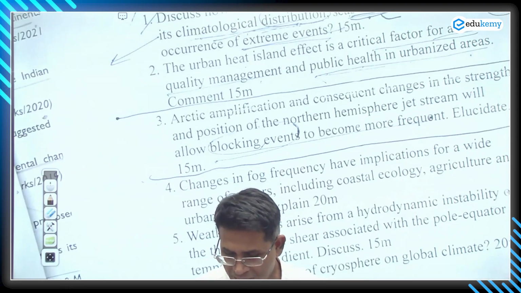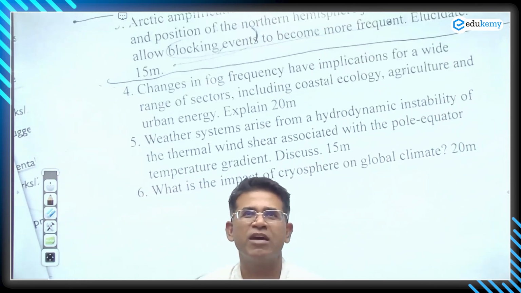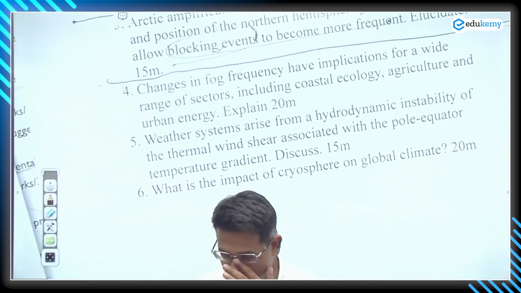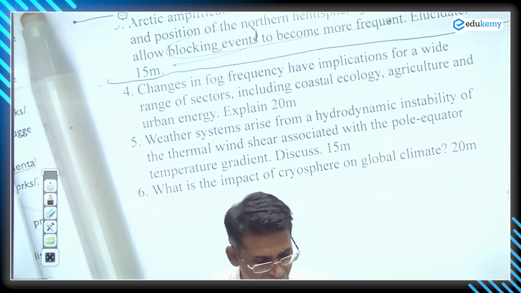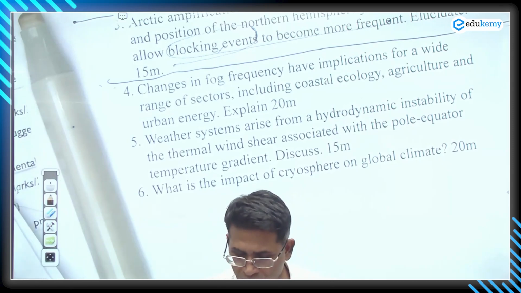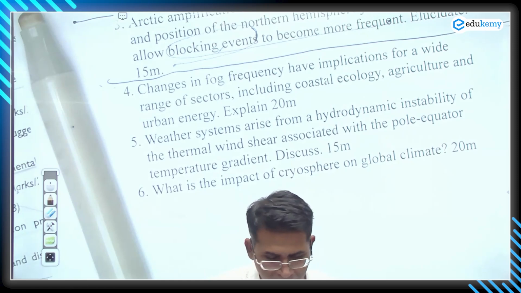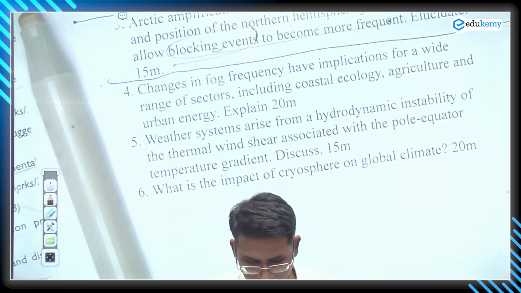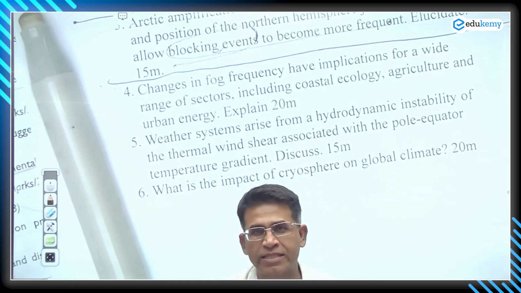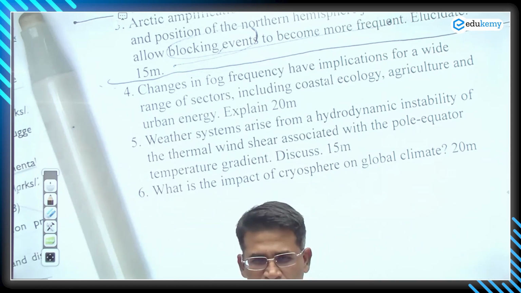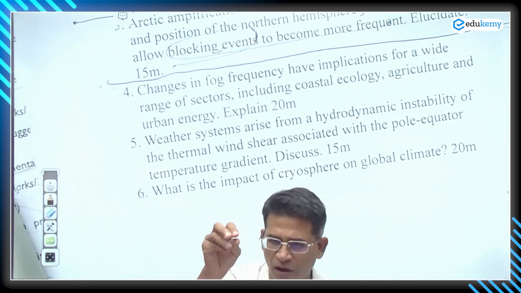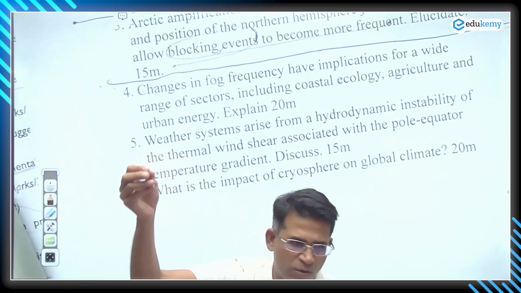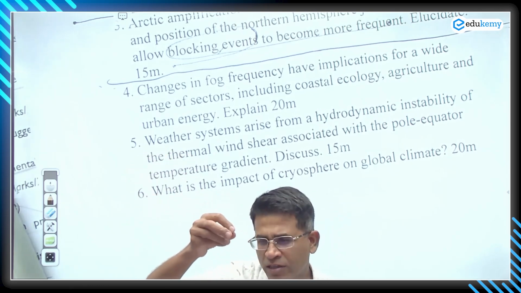Okay. The next question. Changes in the fog frequency has implications for a wide range of sectors, including coastal ecology, agriculture, and urban energy. Explain. If you get this in the exam, how will you write it? Can you make quick jottings on what will happen if the fog intensity increases? And what will happen if the fogs decrease?